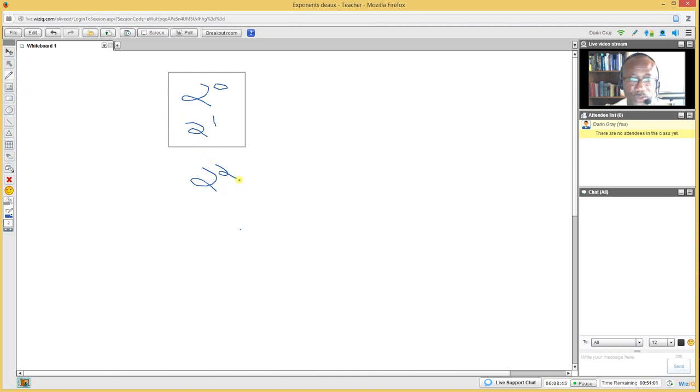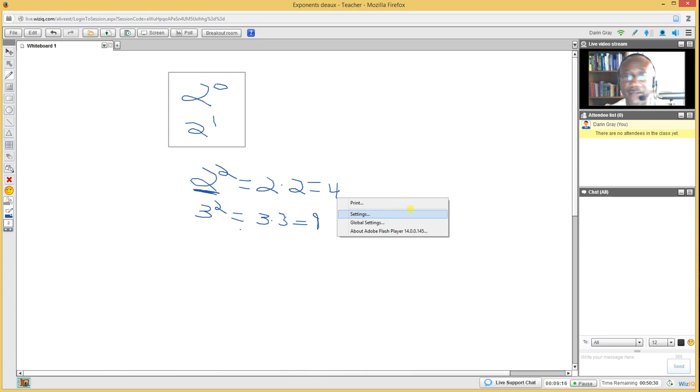Okay, so 2 to the 2 is written as 2 times 2, and of course that equals 4. This number, the exponent, tells us how many times we're going to multiply our base by itself. So if we look at 3 to the second power, that would be 3 times 3, which is 9.